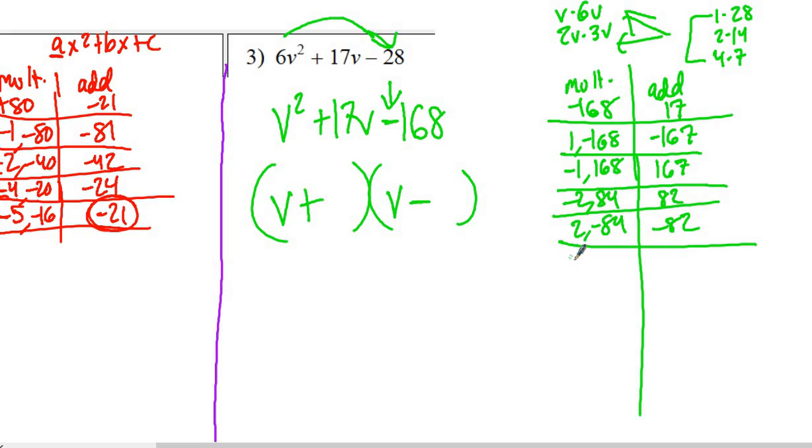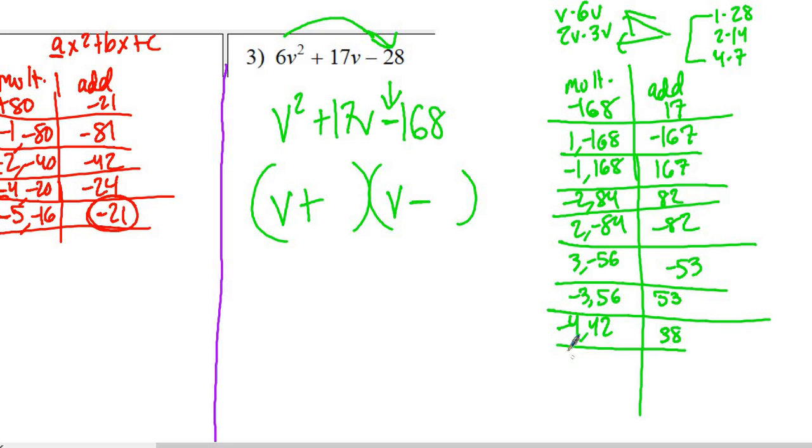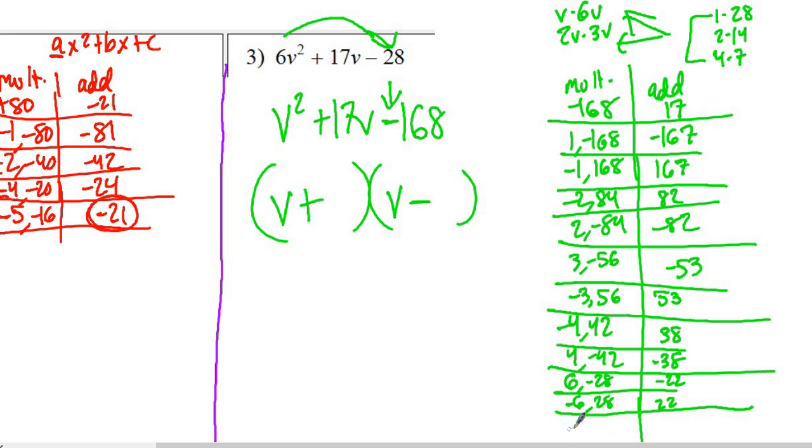Okay, we could do 3 times 56 or negative 56, or negative 3 times positive 56. You can see obviously we're getting closer to what we want. That's not going to work. Negative 4 times 42 will be 38. Obviously the other version would be negative 38. That's not going to work. 5 doesn't go into 168, I should say. 6 does, though. It turns out to be 6 times 28, or 6 times negative 28, or negative 6 times positive 28. Once again, that doesn't work. The next number that works would be 7.